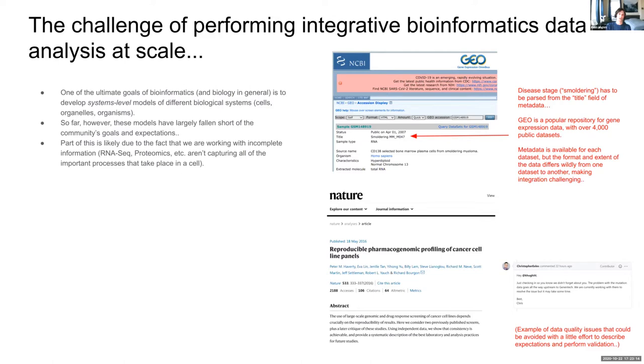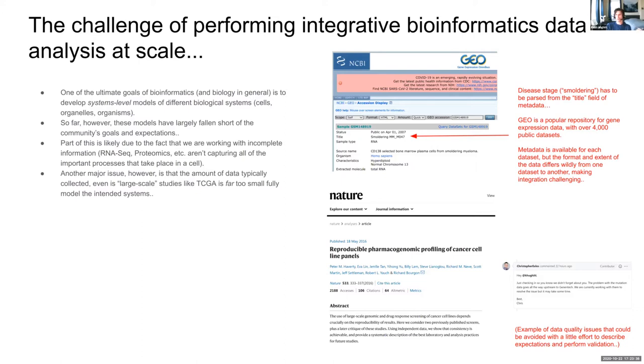We have all kinds of biological assays to collect information on cellular states, but in all likelihood, there are a lot of things going on that we're just not capturing because we're not there yet. We don't understand it. But another major issue is that the ability to integrate data is severely lacking.